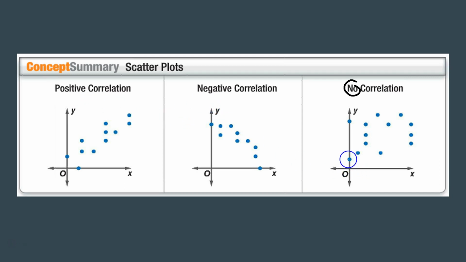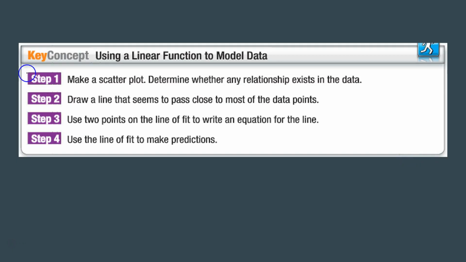So this one would be no correlation because you can't really make a perfect line that'll fit all of these cases. It's all over the place. Then we are going to be using a linear function to model the data. The first step, we'll use a scatter plot and determine whether any relationship exists in the data.